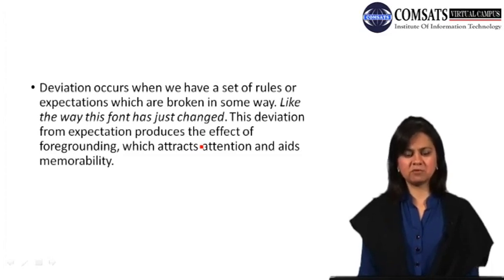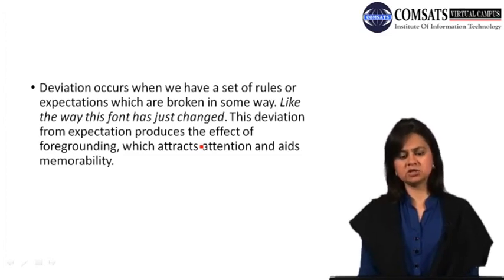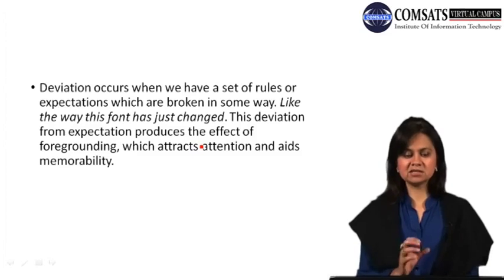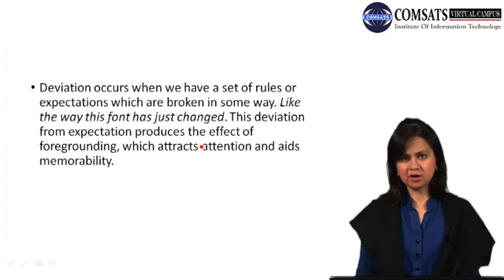So this deviation from expected norms or this deviation from expectation produces the effect of foregrounding. Now, within this paragraph, if you focus on it, you find that the second sentence seems to become prominent to you. It catches your attention because it is italicized. So it becomes prominent and comes to the foreground, and the rest of the regular writing of the first and the last sentence recedes to the background.